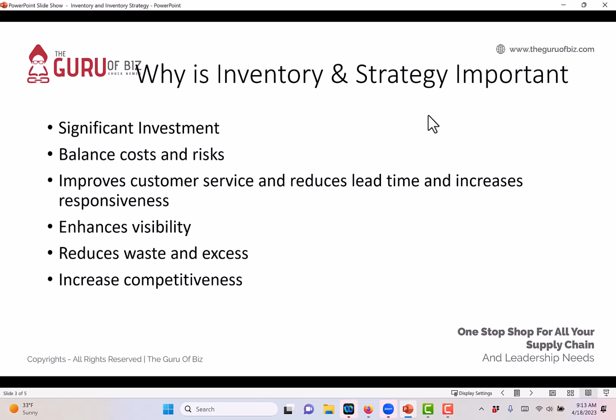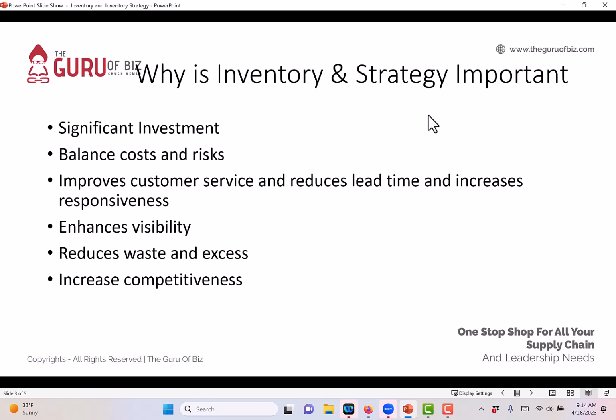Let's move over then to why inventory and inventory strategy is important. They're important because they're critical to the success of the business, critical to the supply chain. So let's look at some key points about their importance. Inventory is a significant investment for a business, and effective inventory management can reduce costs, increase profitability, but again, by having the right thing in the right place.